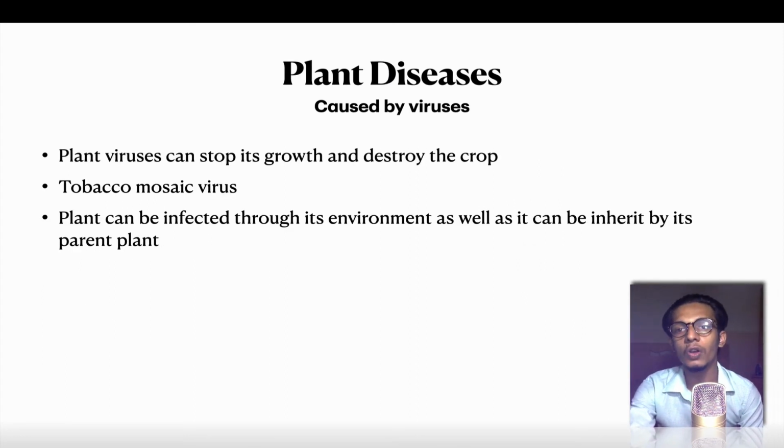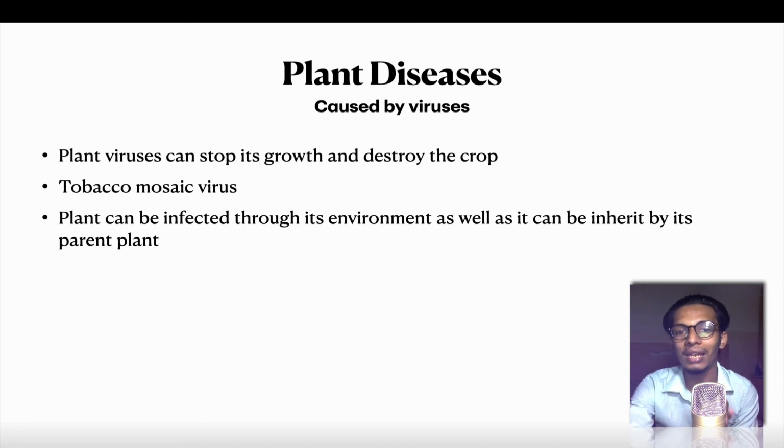Plant diseases caused by some viruses. The most commonly known virus is tobacco mosaic virus, and plant viruses are going to stop their growth and they destroy the crop. That's how viruses are going to affect a plant. Plants can be infected through the environment, and inherited diseases are also found in plants.